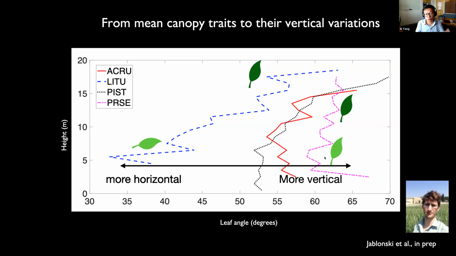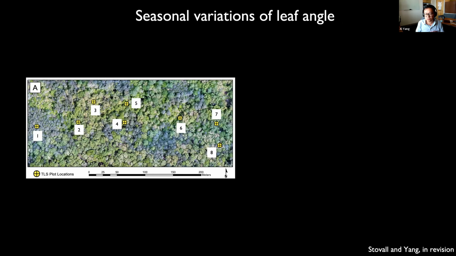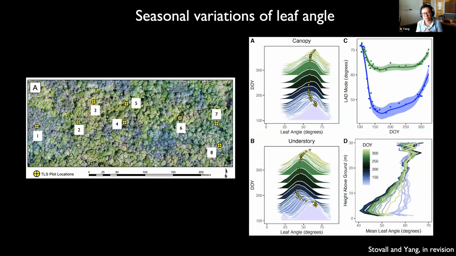We're also curious about the seasonal variation of leaf angle, which is rarely documented, especially for temperate forest, or forest in general. And this is also Andrew's work, and this is in revision for a journal. So we basically picked 8 sites in a temperate forest near UVA. And what we're seeing here is that there is actually quite dynamic variation in mean leaf angle, both at the canopy level, which is this thing up here, and for the understory.